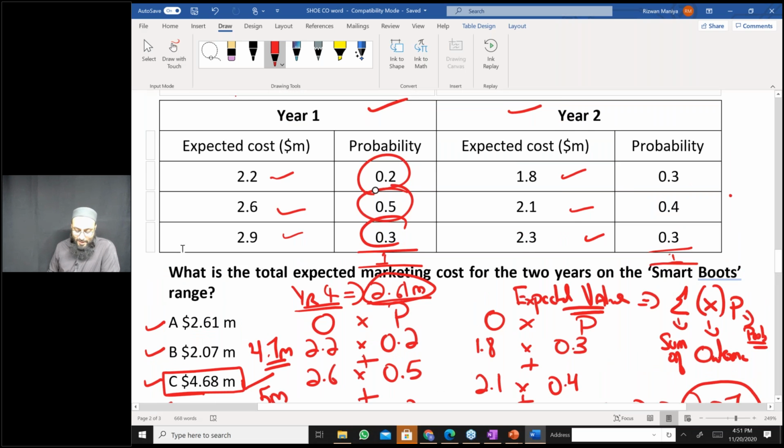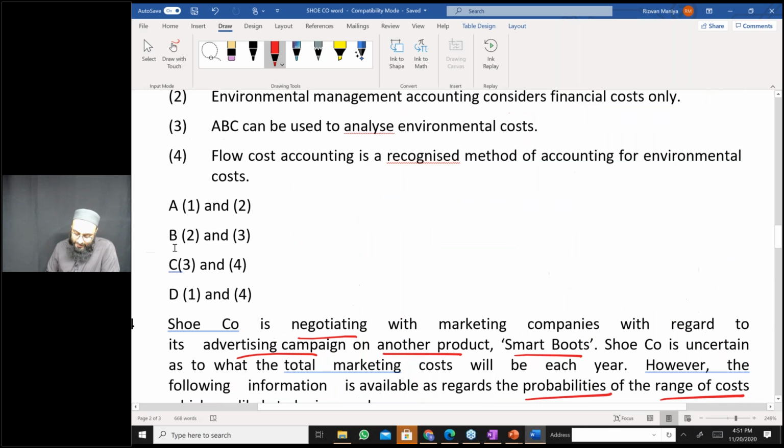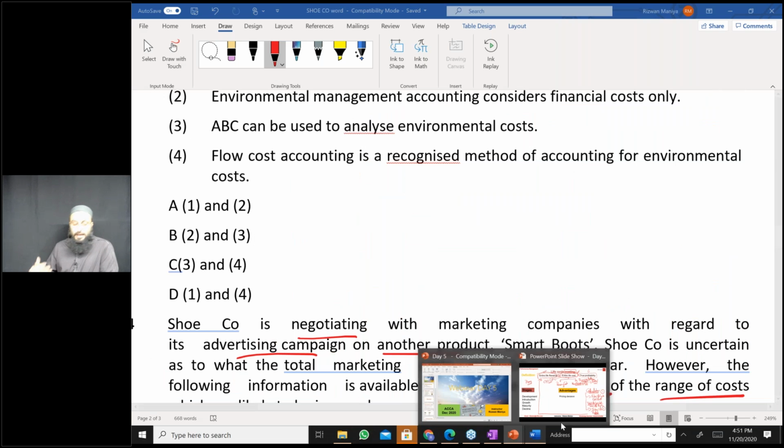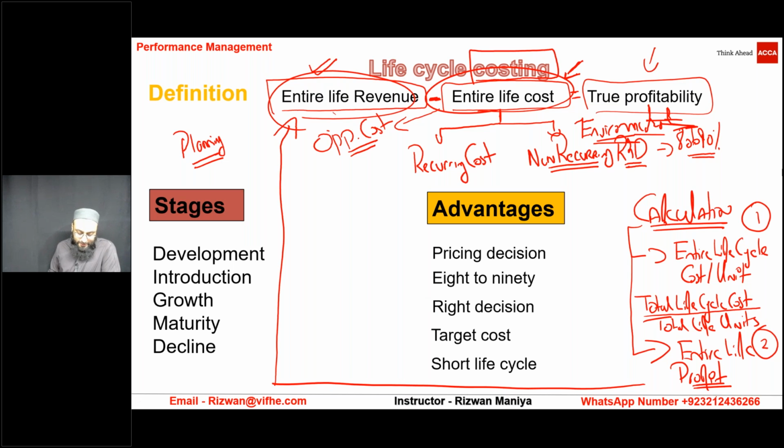Having done with this question, time to go back to my presentation and just quickly skim through the advantages of life cycle costing. So the technique life cycle costing provides certain advantages for an organization. These are the typical stages a product goes through in its life cycle. So you should know the names of the stages like development, introduction, growth, maturity, decline. Now we are concerned here with what the advantages of this technique, life cycle costing, are.